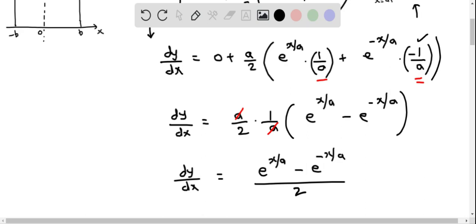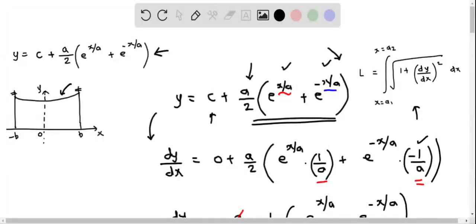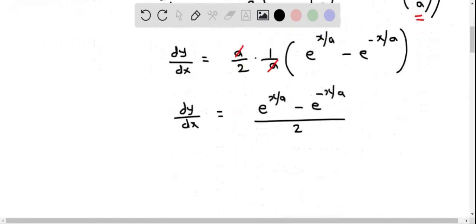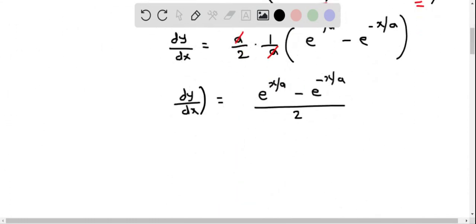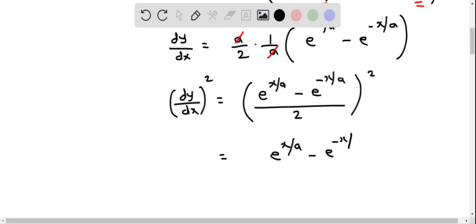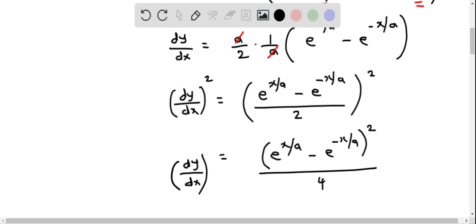And now we will square both sides because we want dy by dx quantity square. So let's square on both sides. Just square it up like this. So when we square this up, I'm going to write down this numerator just as a square term. I'm not going to expand for now. So I write down like this: e raised to the power of x by a minus e raised to the power of minus x by a quantity square all over 2 square is 4. So this is dy by dx quantity square.